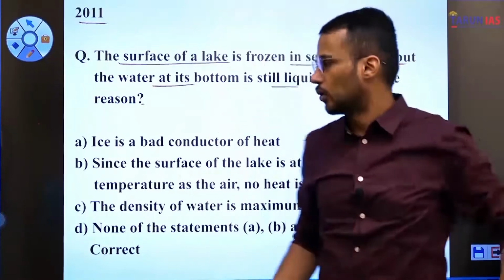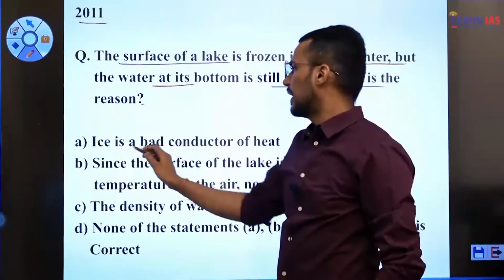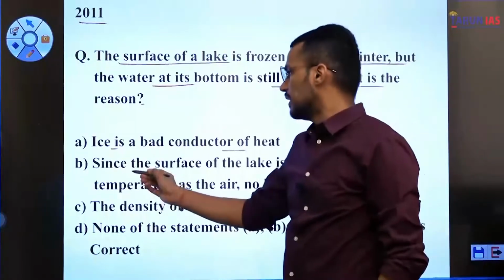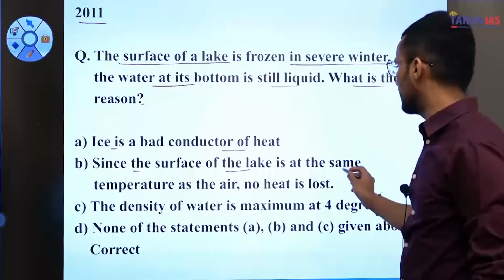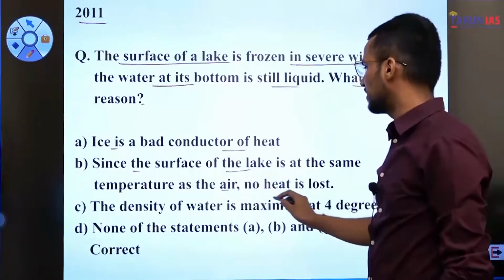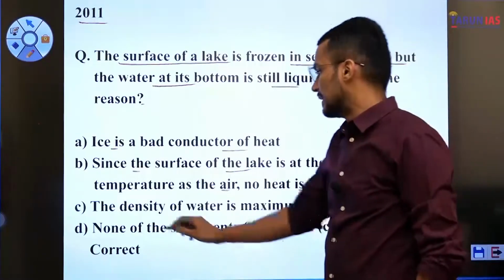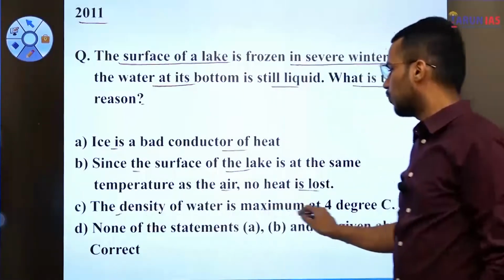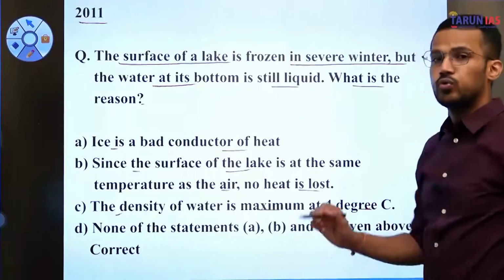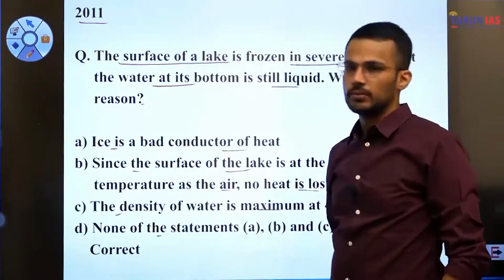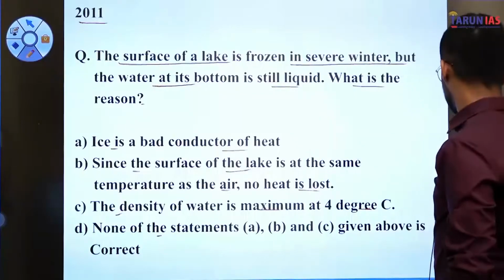So what are the options? Options are A. Ice is a bad conductor of heat. B. Since the surface of the lake is at the same temperature as the air, no heat is lost. C. The density of water is maximum at 4 degrees Celsius. And D. None of the above. So let us discuss this question.